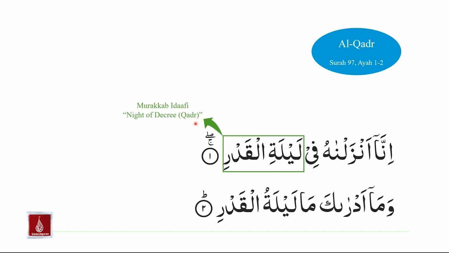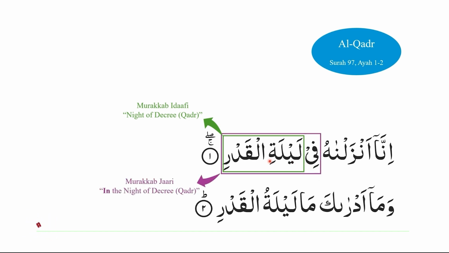If we pay further attention, we see the harf jar fi. Fi is followed by an ism which is majroor. The presence of fi is making the ism following it majroor. Fi is a harf jar and fi laylatil qadri is a murakkab jari. Fi laylatil qadri can be translated to in the night of decree or in the night of qadr. The meaning of in is coming from fi.